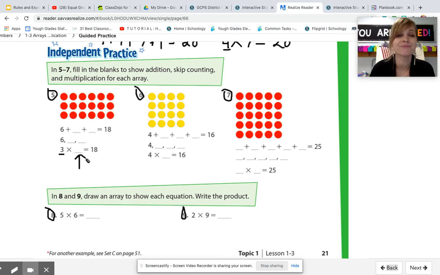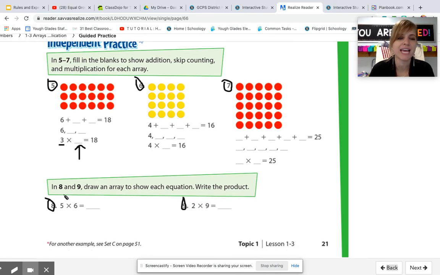Count your columns, okay? You have to do that with 6 and 7, and then down here for set 8 and 9, it says draw an array to show each equation. Write the product. Product is the answer to a multiplication equation. So you have to do your best and use circles to draw 5 rows of 6 and 2 rows of 9. And then you could either choose to use repeated addition to solve for that product or skip counting. It's up to you. And that is your independent practice today.